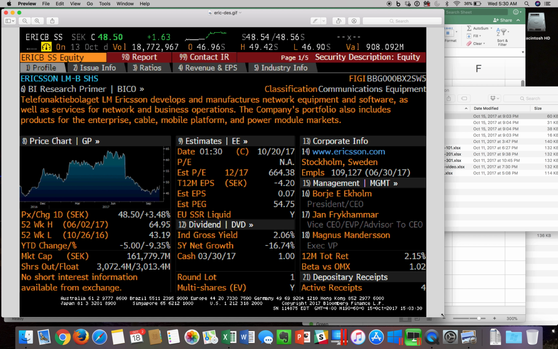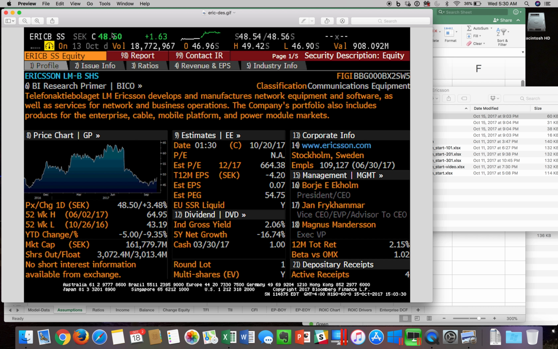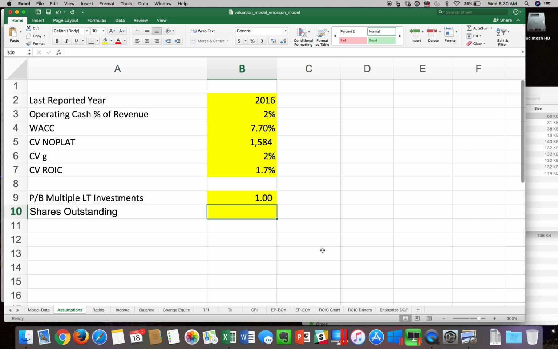And on the DES screen, beyond the current share price, you see it up here, on the left, bottom left, they have the current shares outstanding. So 3,072.4 million, 3072.4.